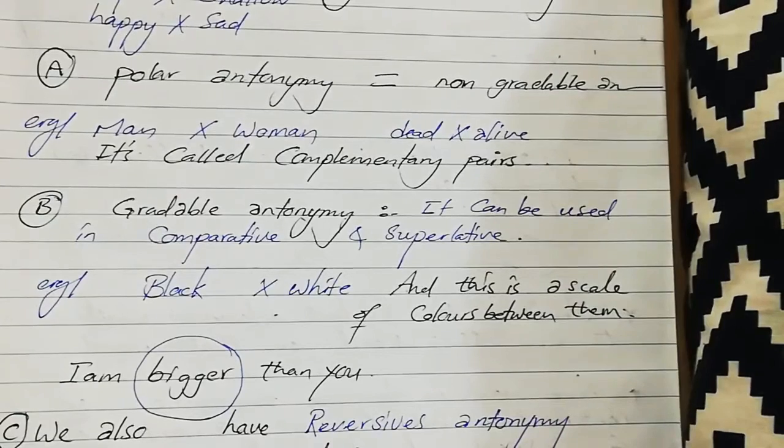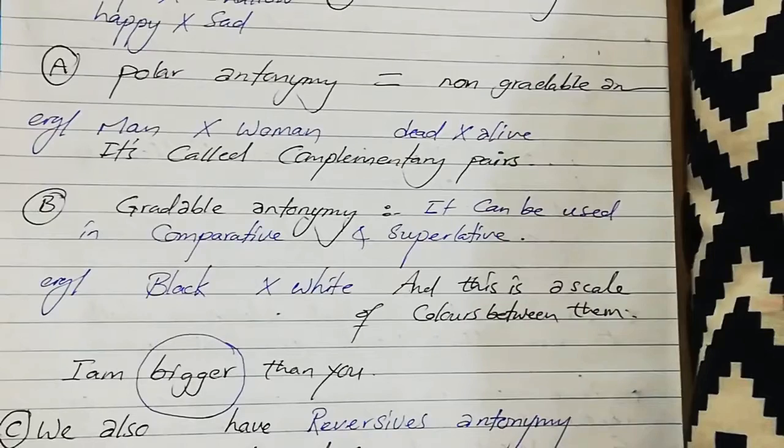Alive, just like alive and dead. White and black, and black and white. Okay, and we have said that this is a scale of colors between them, black and white.